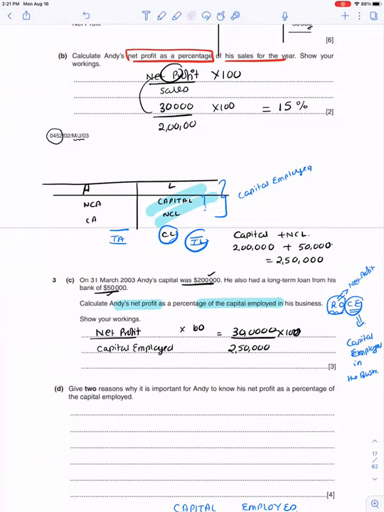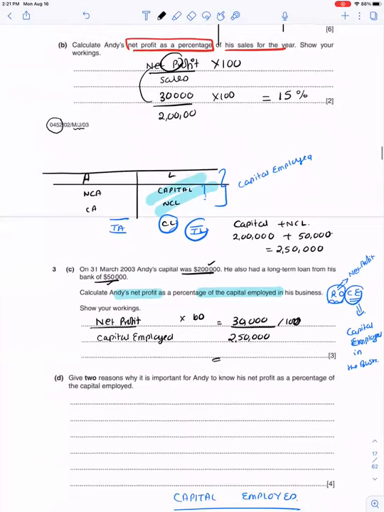Okay, I have made an error over here. It is 30,000. So 30,000 divided by 2,50,000 into 100. You are going to get the return on capital employed as 12%. 1 mark for this, 1 mark for this, 1 mark for this. You can also find out the capital employed and show them how you got the working for capital employed.